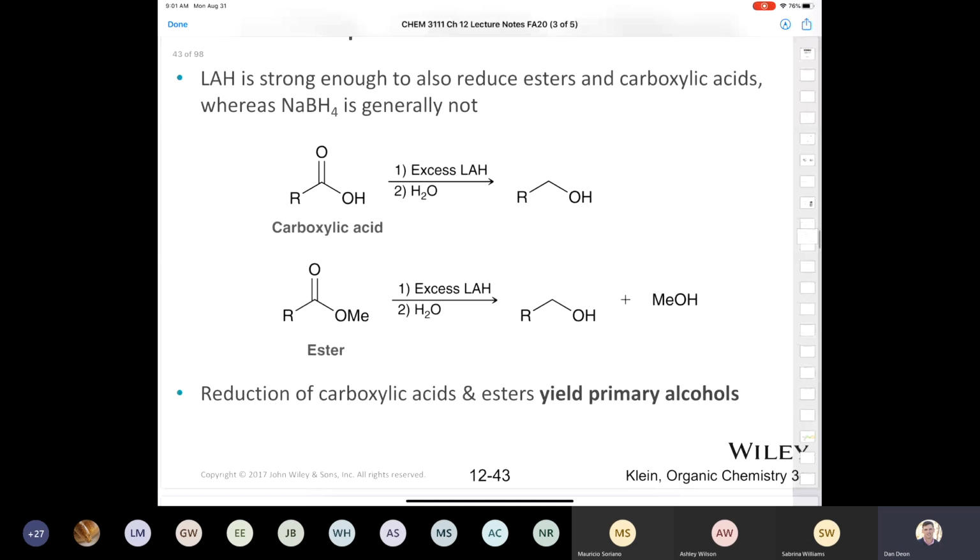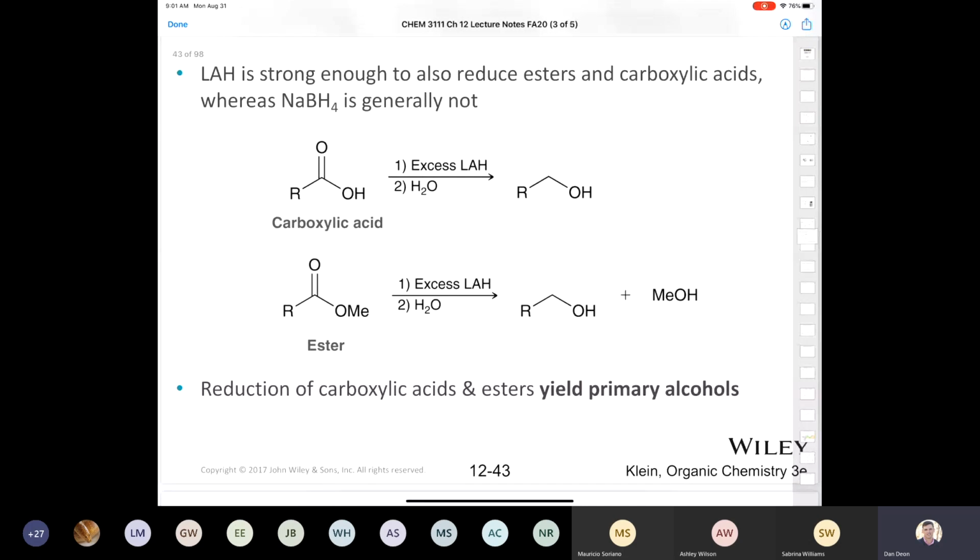All right, so let's take a look here. And if I had to really distill this section, what I've been talking about for the past probably 10 or 13 minutes, if somebody said, Mr. Deon, you got 60 seconds, buddy, teach it, this is what I would show you. I would say lithium aluminum hydride is also strong enough to reduce esters and carboxylic acids.